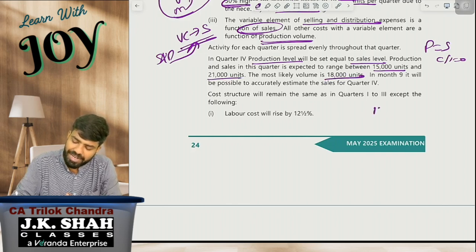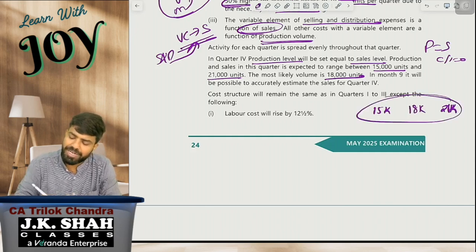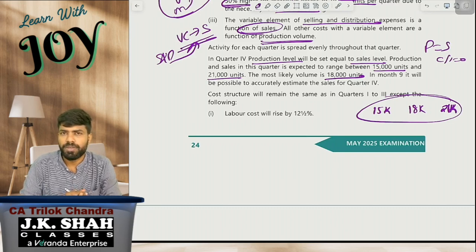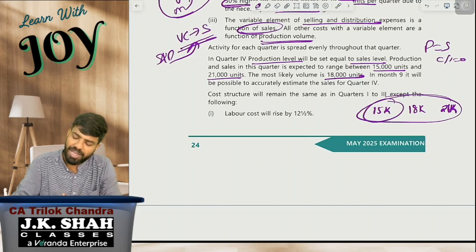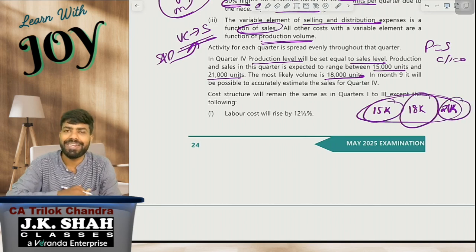Please understand, the range is 15,000 to 21,000, but most likely is 18,000. 3 predictions are there: pessimistic, optimistic, most likely. Pessimistic 15k, optimistic 21k, most likely 18k.